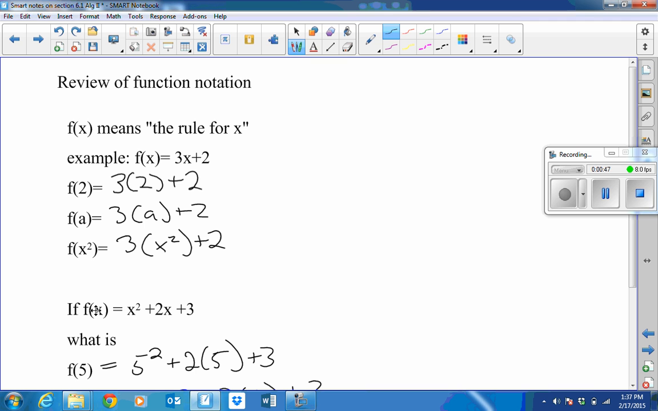In this example, f of x is x squared plus 2x plus 3. What is f of 5? Well, I'm going to take the 5 in the parenthesis, and I'm going to put it in every place I see x. 5 squared plus 2 times 5 plus 3.